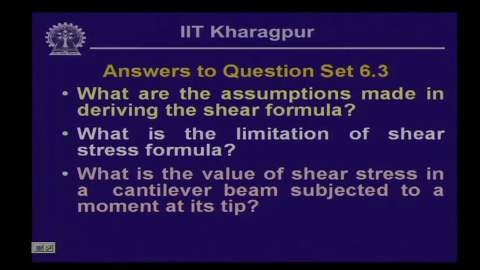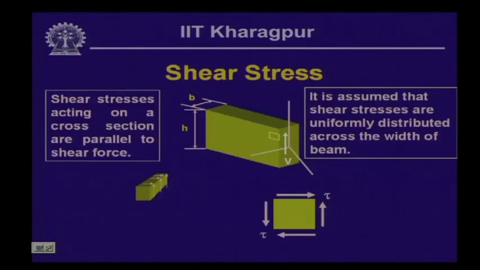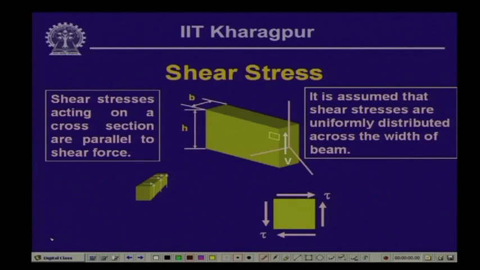Now, let us look into the answers of the questions which were posed last time. The first question given was, what are the assumptions made in deriving the shear formula? Now, as you remember, in the previous lesson we discussed how to derive the shear formula, and you had seen that we had made some assumptions in that. The assumptions are like this: at any cross section when there is the shearing force acting, we assume that the shear stress is parallel to this shear force. That means, in this cross section the direction of the shear stress is in the same direction as that of the shear force.